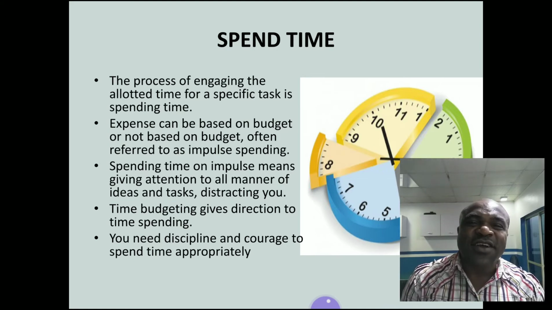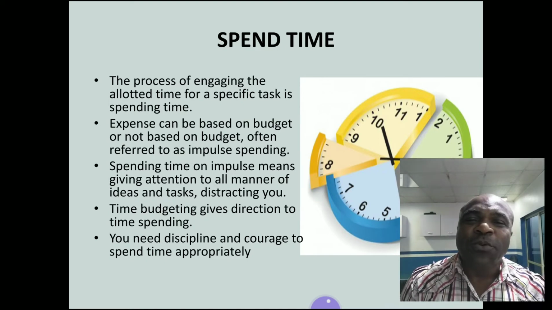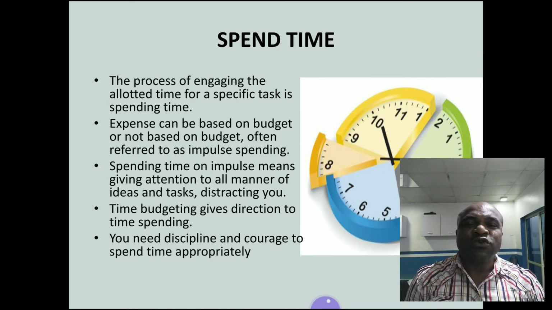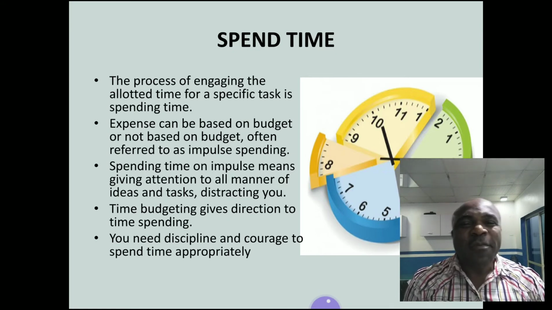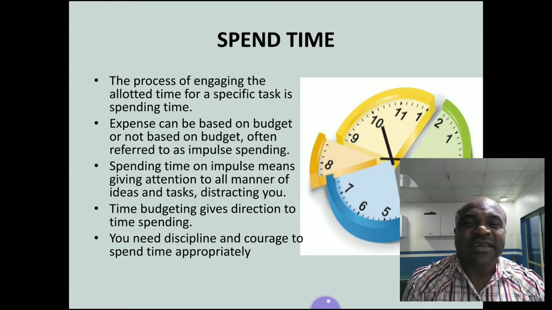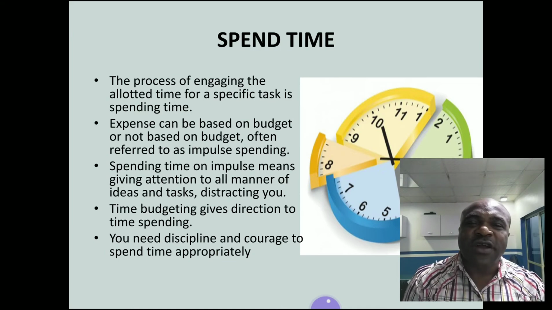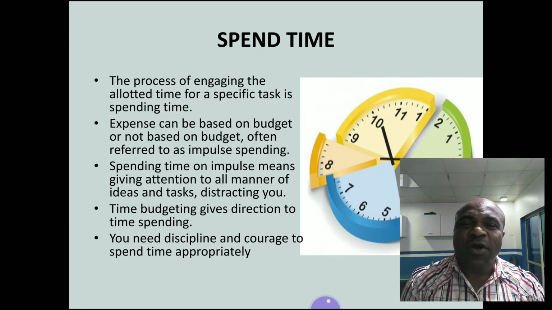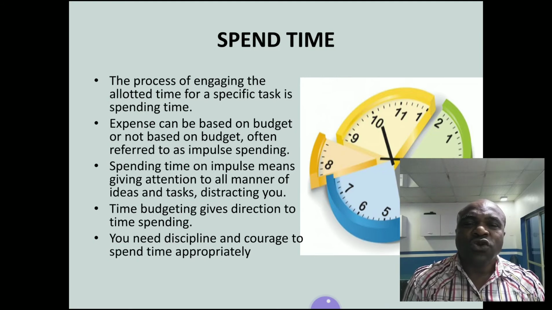The next thing we would like to talk about is how to spend time. The process of engaging the allotted time to a specific task is spending time. Because you have made time, you need to put the time to use. Just like when you have budgeted money and then you go ahead to spend according to the budget. That is what it means to spend time. Expense can be based on budget or not based on budget, often referred to as impulse spending. Spending time on impulse means giving attention to all manner of ideas and tasks distracting you.